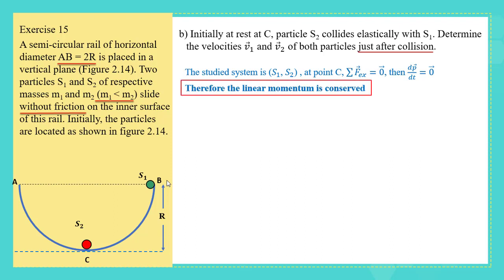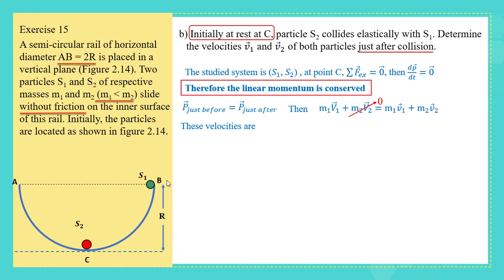So the linear momentum just before collision should be equal to the linear momentum just after collision. Then m1 v1 vector plus m2 v2 vector equals m1 v1' vector plus m2 v2' vector after collision, but m2 v2 vector before collision is 0 because it was at rest. These velocities are collinear, which means that we can write this equation algebraically as m1 v1 equals m1 v1' after collision plus m2 v2' after collision.